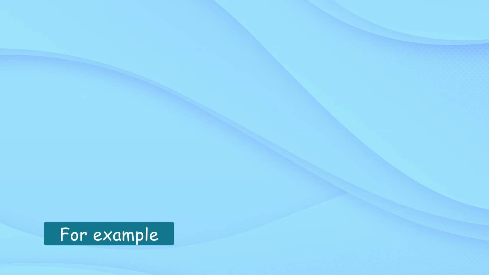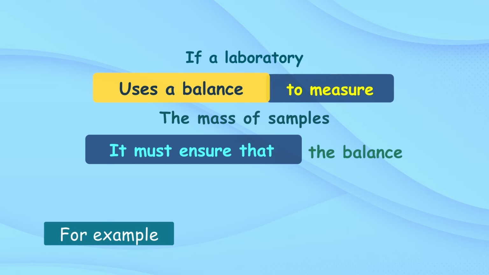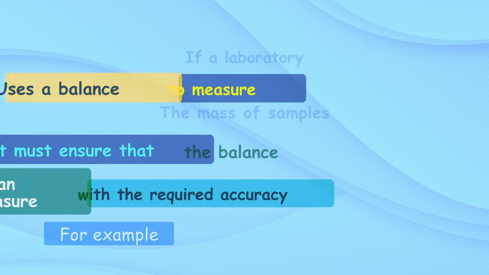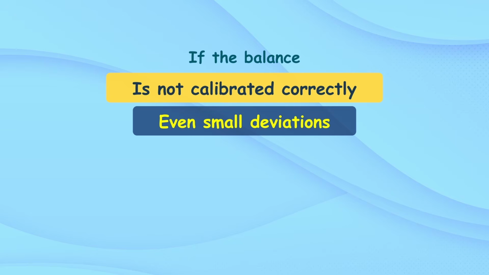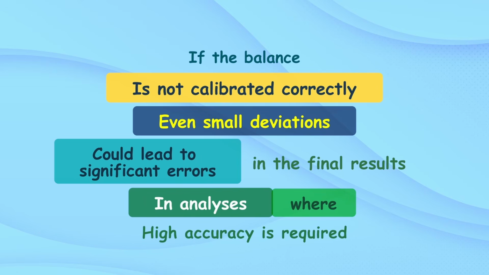For example, if a laboratory uses a balance to measure the mass of samples, it must ensure that the balance can measure with the required accuracy. If the balance is not calibrated correctly, even small deviations could lead to significant errors in the final results, especially in analyses where high accuracy is required.